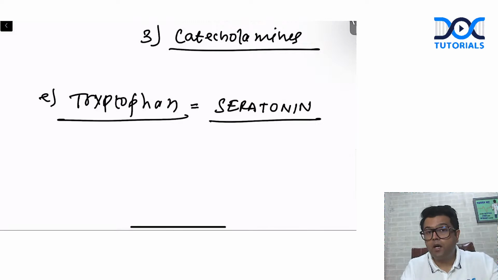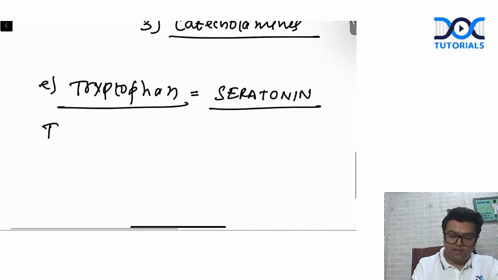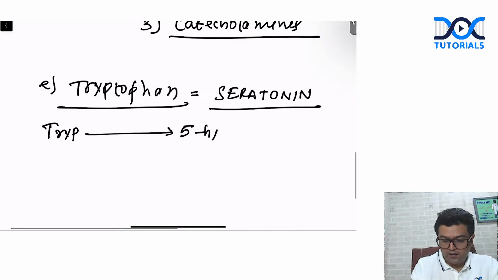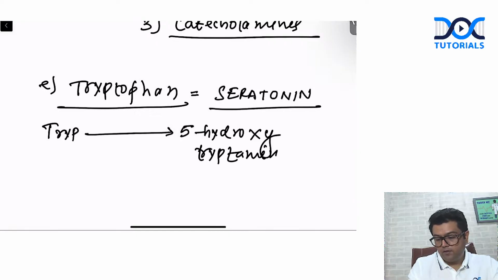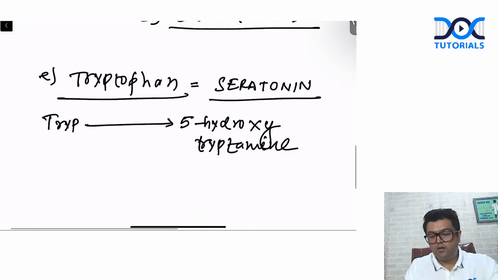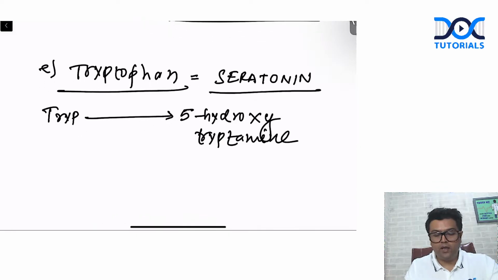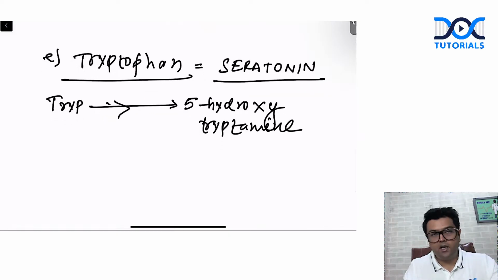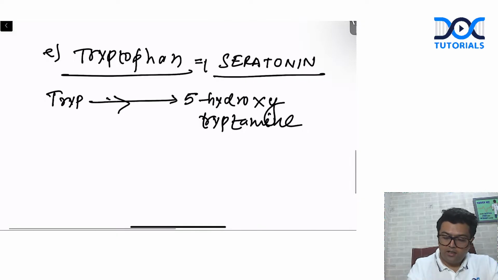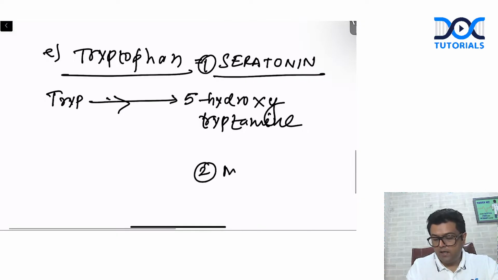5-hydroxytryptamine, right? See, basically, when we start with tryptophan, the first product that is formed is 5-hydroxytryptamine. Fine, tryptamine. So that is called serotonin. Okay. So in between there is a formation of some more products, but this is the name of serotonin that you should know. And guys, the second product that is formed is called melatonin.